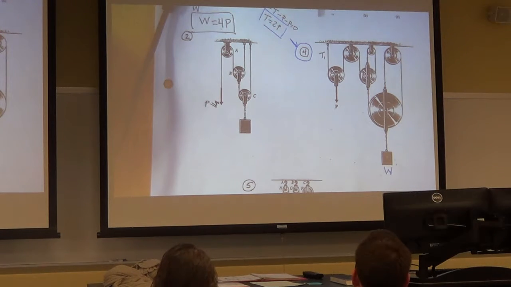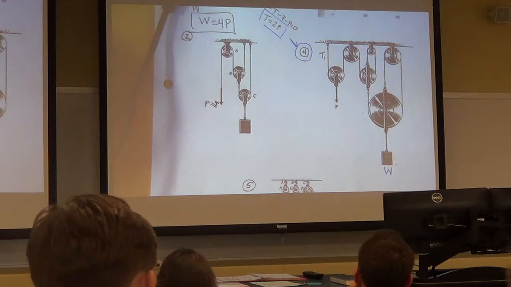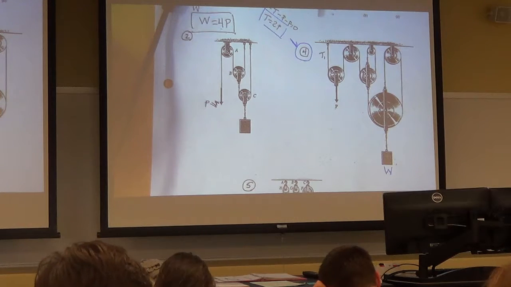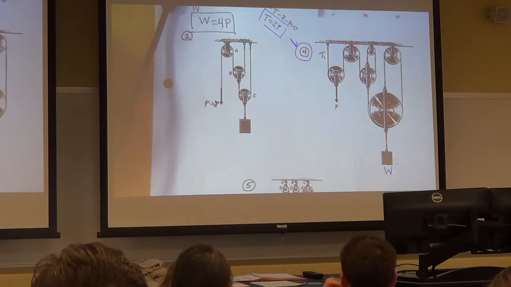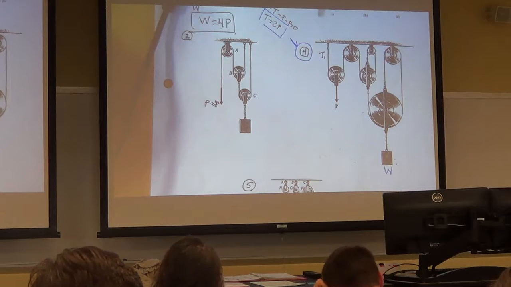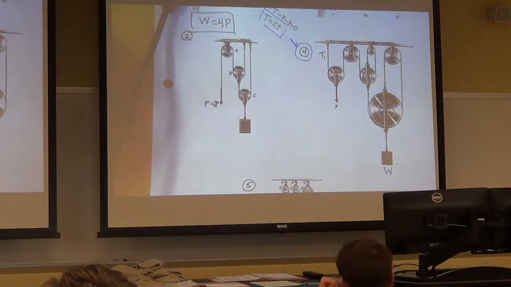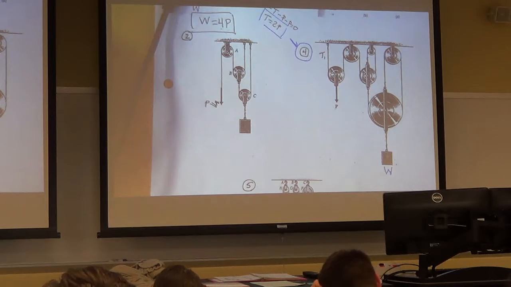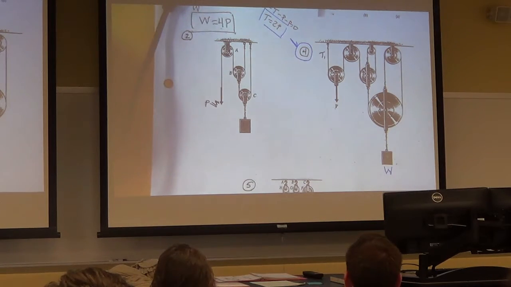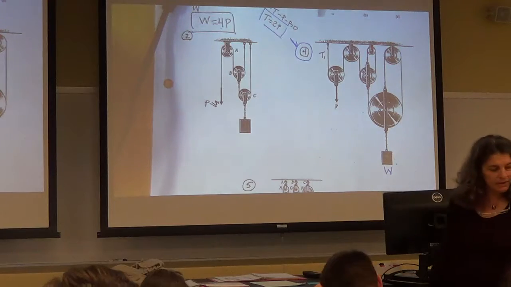Tim, what did you get? 4. Or did you do all that? Yeah, that's right. Okay, I'm stuck on 3. Number 3, 3A. Okay, so we have P here, P there, and P there. Wouldn't it be W is equal to 4P?